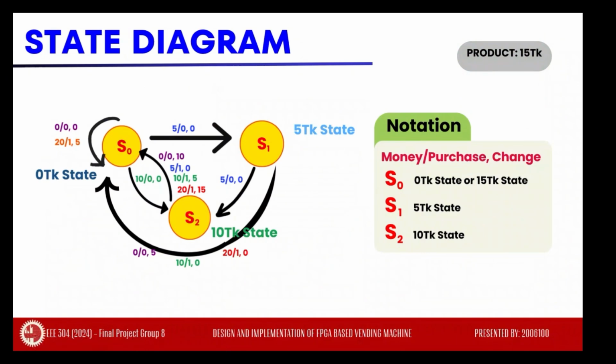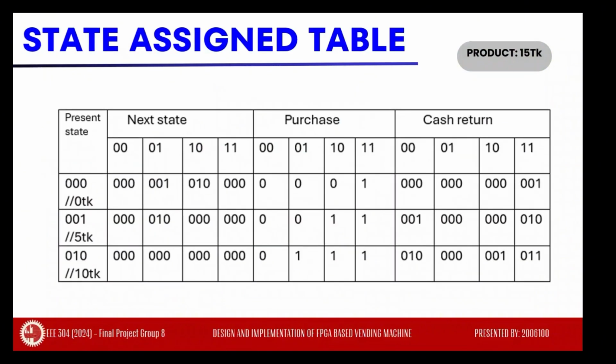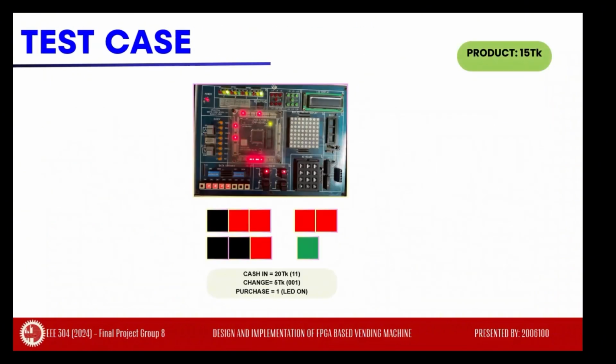The state diagram is drawn for the 15 taka product, which contains 3 states, 0 taka state, 5 taka state and 10 taka state. The state table and state assign table are also shown. Here we observed one test case where we gave a 20 taka note to a 15 taka product. So enough amount is inserted, the product is purchased, and the cash return is 001. That means cash return is 5 taka.